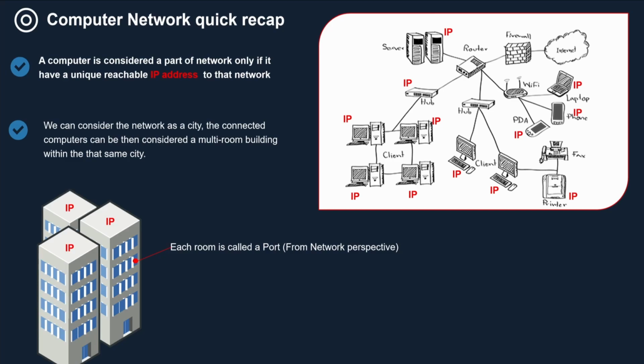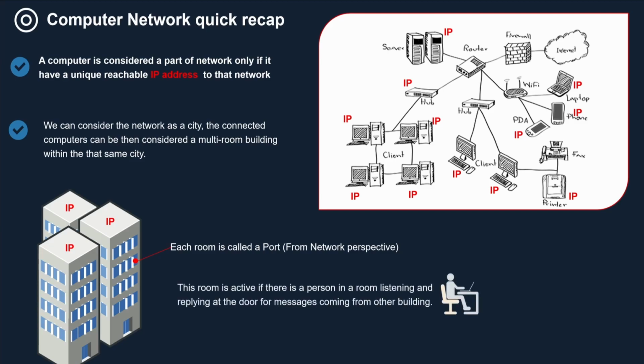So within a computer, you have the IP address, but also the port. And this kind of room or port is called active when you have someone there listening at the door and replying to messages coming from a different building. From a network perspective, when you have a program listening at the port, it's called a server application. And the server is the computer connected to the network.